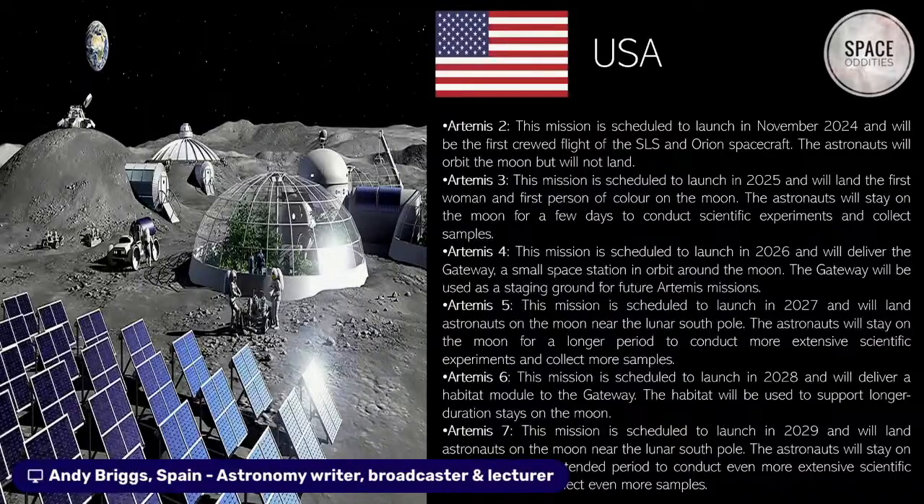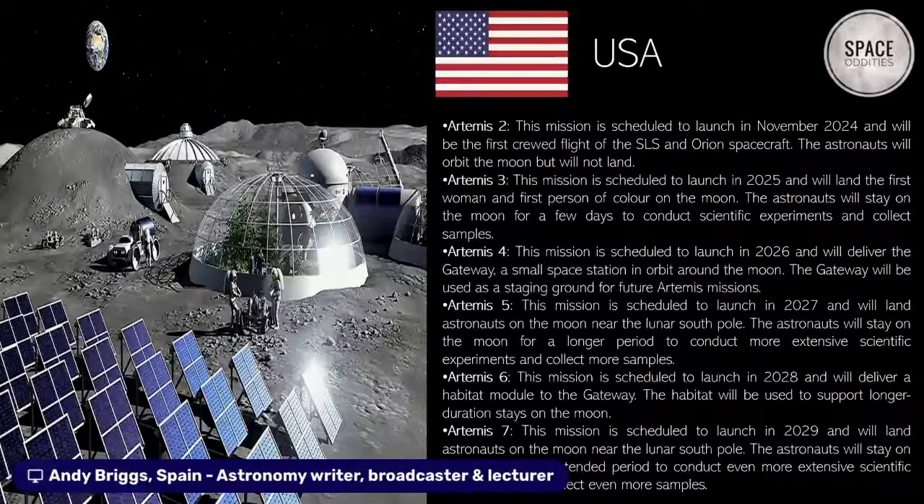Artemis 2, an uncrewed mission to fly round the moon, much like Apollo 8 did in the days of Apollo in 1968. Artemis 3 will be the first mission to actually land people on the moon, the first woman and the first person of color. Artemis 4 is going to deliver the Lunar Gateway. This is a space station that's going to orbit the moon and be used as a staging post for future Artemis missions.